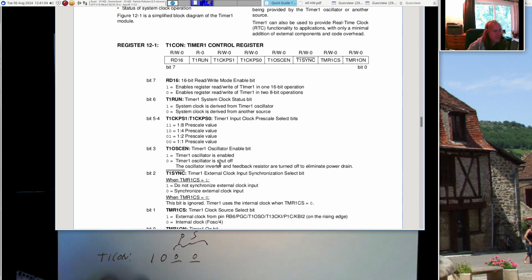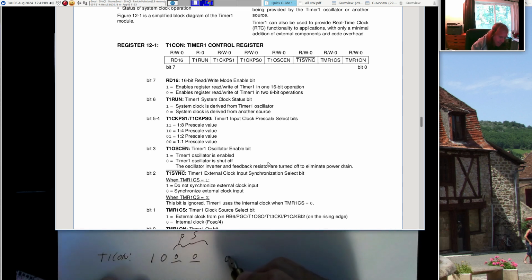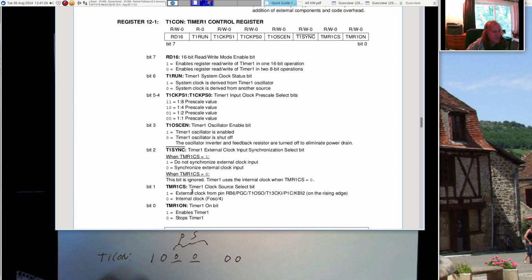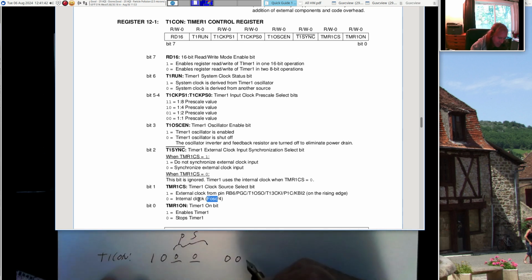And then bit 3, do we want the timer 1 oscillator on or off? We can leave that off. That's useful if we're going to use the oscillator to drive the system clock. And then bit 2 is when we have an external clock input. We're not going to use an external clock for the timer, so we'll leave this at a 0. Bit 1 says, where does the timer 1 clock come from? We want it to come from the internal clock. And this Fosc, that's the frequency of the main oscillator, the system clock, 32 kilohertz. We divide by 4, the internal clock is 8 kilohertz, so we want to leave this bit as a 0.